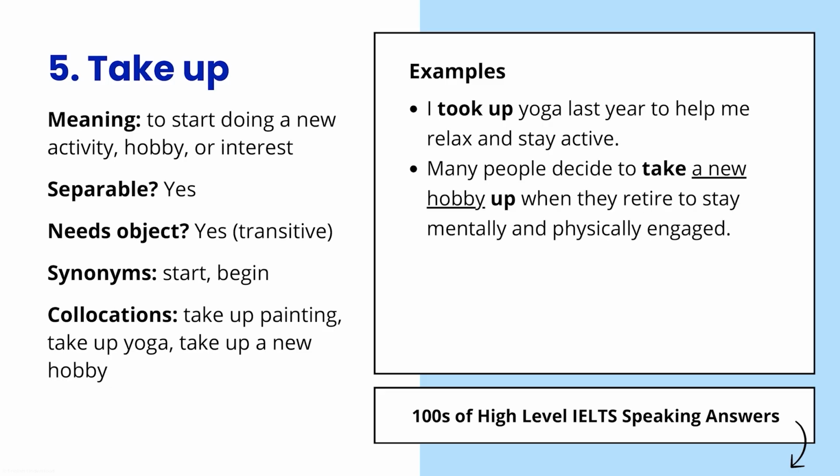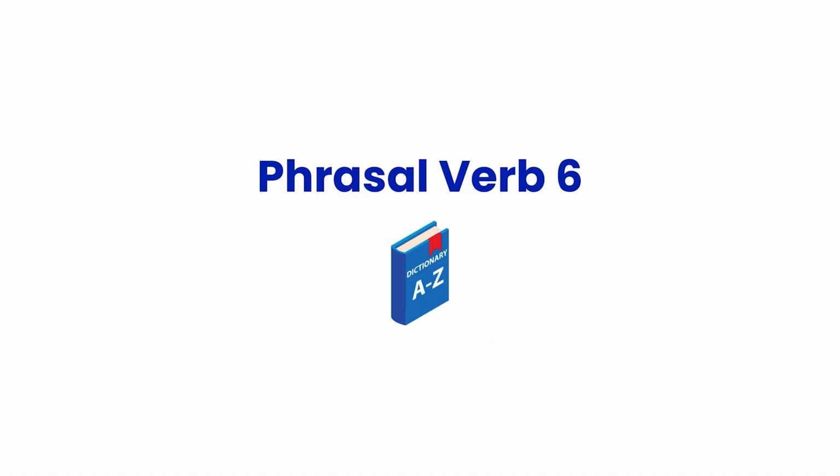However, in this second example, we have separated the phrasal verb. Many people decide to take a new hobby up when they retire to stay mentally and physically engaged. So we've got take, and then we've got a new hobby, and then we've got up, which is the last part of the phrasal verb. Take up is perfect for talking about starting a new hobby or interest, especially when you want to show that you're learning something new. So let's move on now to phrasal verb number 6, which is turn down.